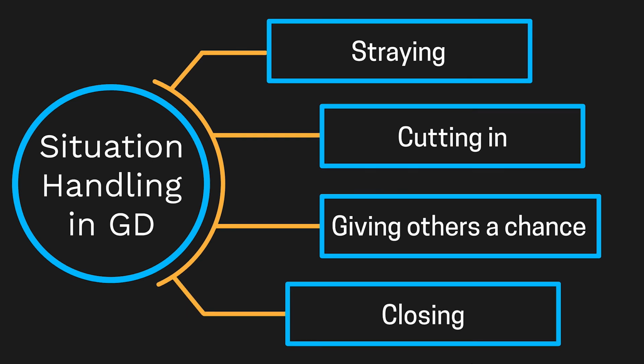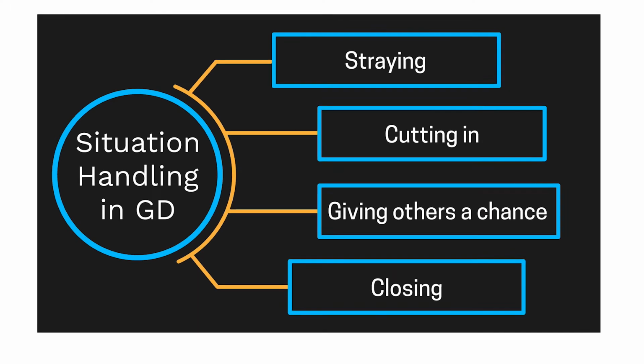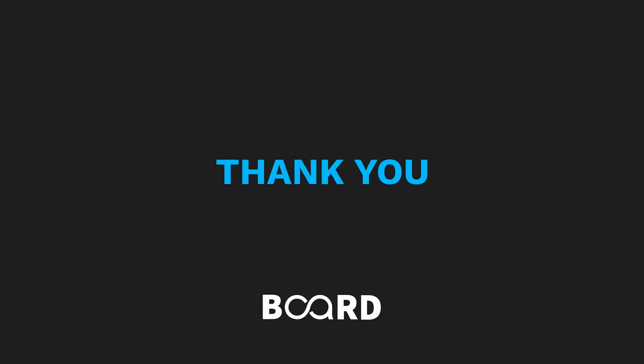Closing. Give a summary of points and not your own opinion. To be done on behalf of the group. Do not conclude after someone has concluded. If there are situations, there are solutions. We'll look at them in part 2 of the verbal skills for a group discussion.